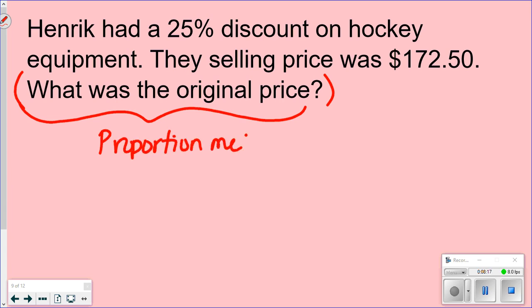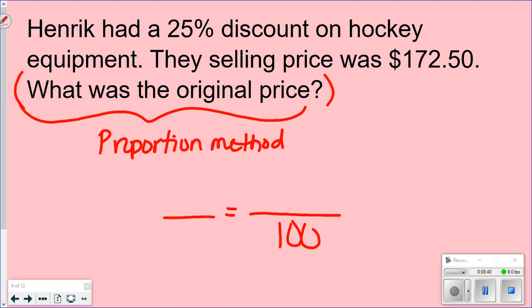And I'll show you why. Okay, so we're going to set up our normal thing. So this is 100. And then the other part of this is that you can't automatically just put 25% in, because it said they had a 25% discount on hockey equipment. The selling price was $172.50. What's the original price?